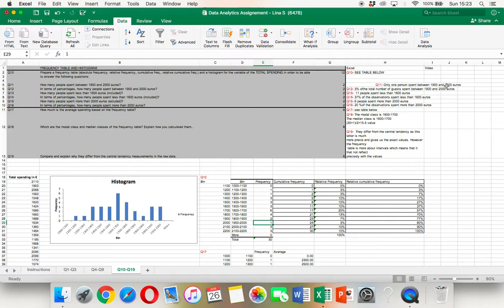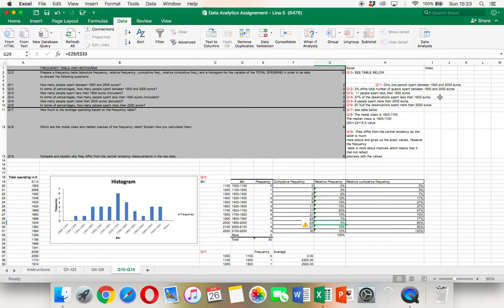Then next question, in terms of percentages, how many people spent between 1,900 and 2,000? So we can just go on the same line and we will get the percentage, which is 3%, which means that 3% of the total number of guests spent between 1,900 and 2,000.